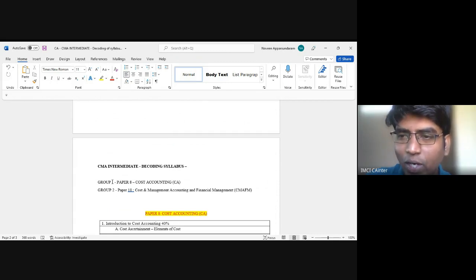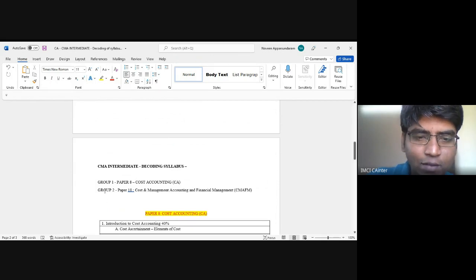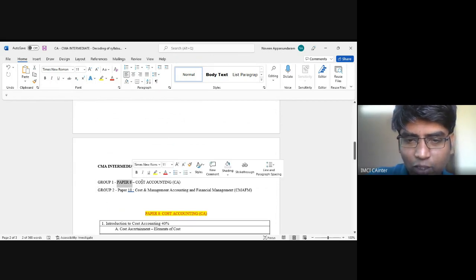See, they have given foundation as the 4 subjects. Paper 1, 2, 3, 4 is for foundation. Right from paper 5, 6, 7, 8 is for group 1. So 9, 10, 11, 12 is for group 2. Intermediate is covering from paper number 5 to 12. So just have that in mind. So group 1, paper number 8, cost accounting.